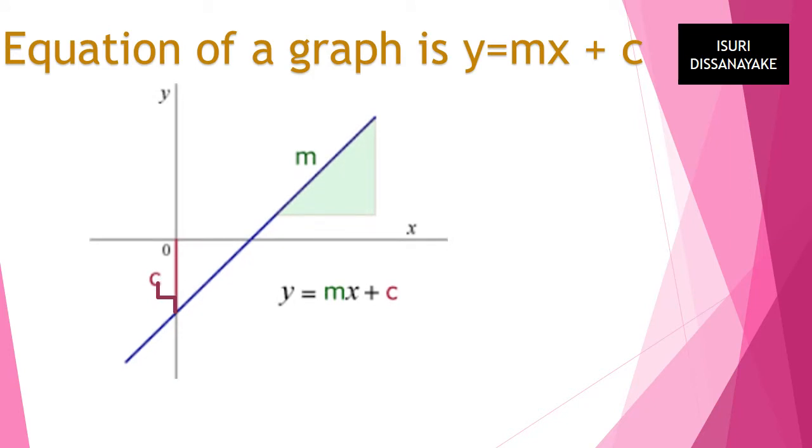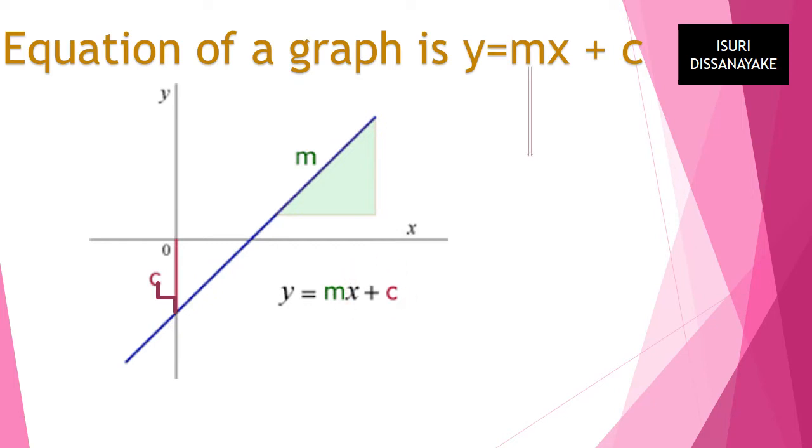Look at this straight line graph over here. It has a slope. The slope, I have labeled it as m. And here there is a point where the graph cuts the y-axis. So I have labeled this point as c. Slope, I label it as m. The point where the graph cuts the y-axis, I call it c.